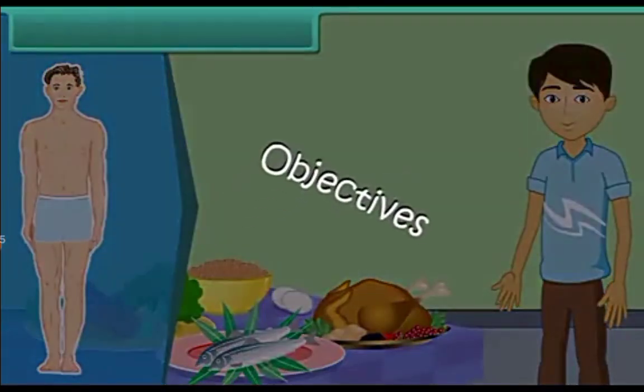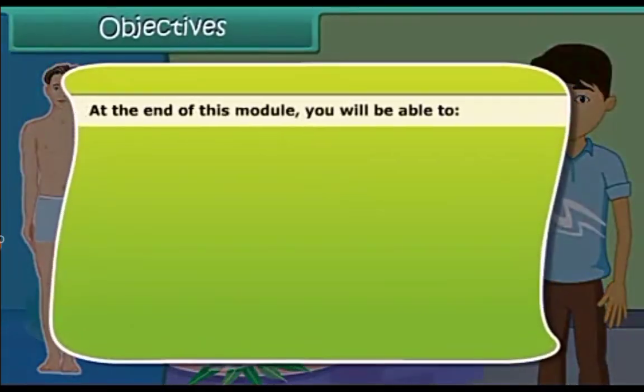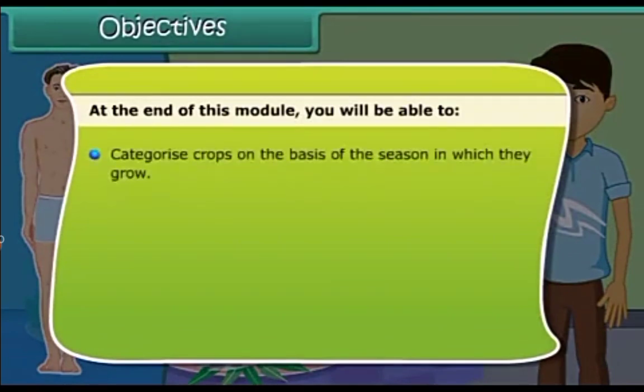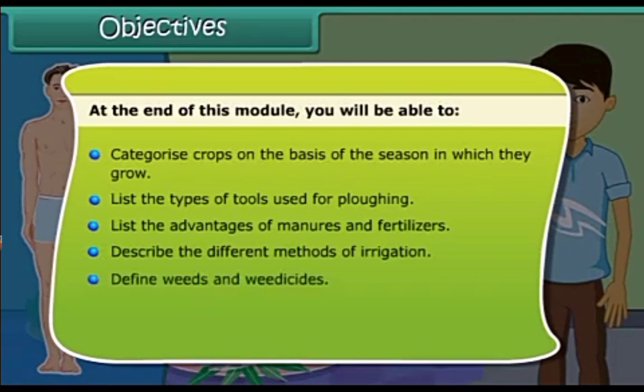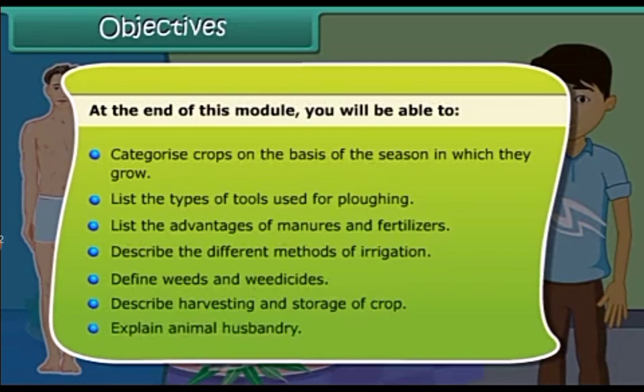Objectives. At the end of this module, you will be able to categorize crops on the basis of seasons in which they grow, list the types of tools used for plowing, list the advantages of manure and fertilizers, describe the different methods of irrigation, define weeds and weedicides, describe harvesting and storage of crop, explain animal husbandry.